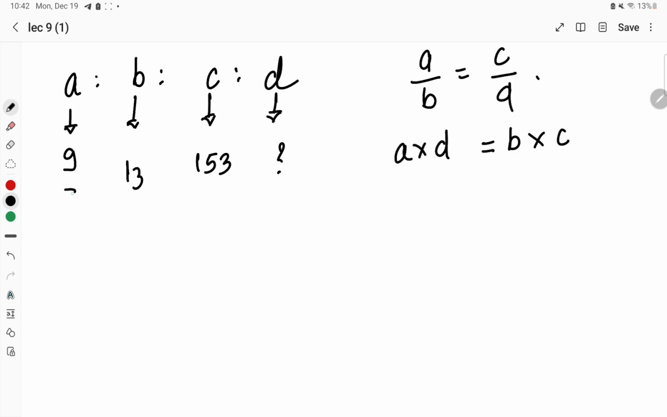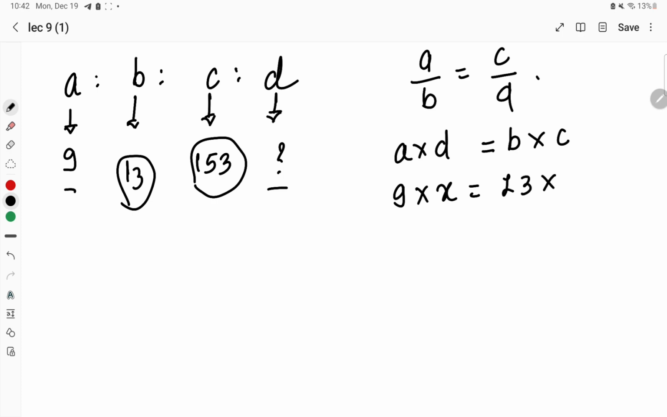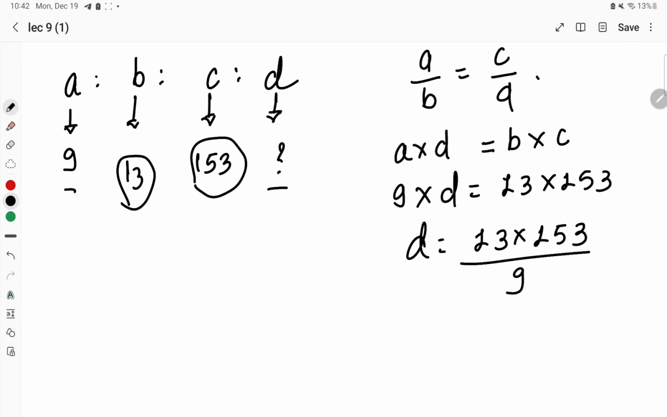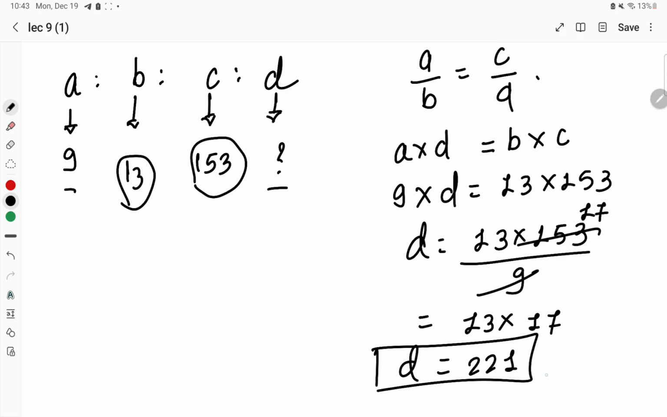What is the value of A? 9. What is the value of D? We don't know. What is the value of B? 13. What is the value of C? 153. So 9 into X is equal to 13 into 153. The value of X, that is for example D we are considering. Let us consider this D only, not X. Fine. D is 13 into 153 upon 9. 17 9s are 153. Calculate 13 into 17. This is equal to 221, the value of D, or the value of the fourth proportional, the value of the extreme proportional.